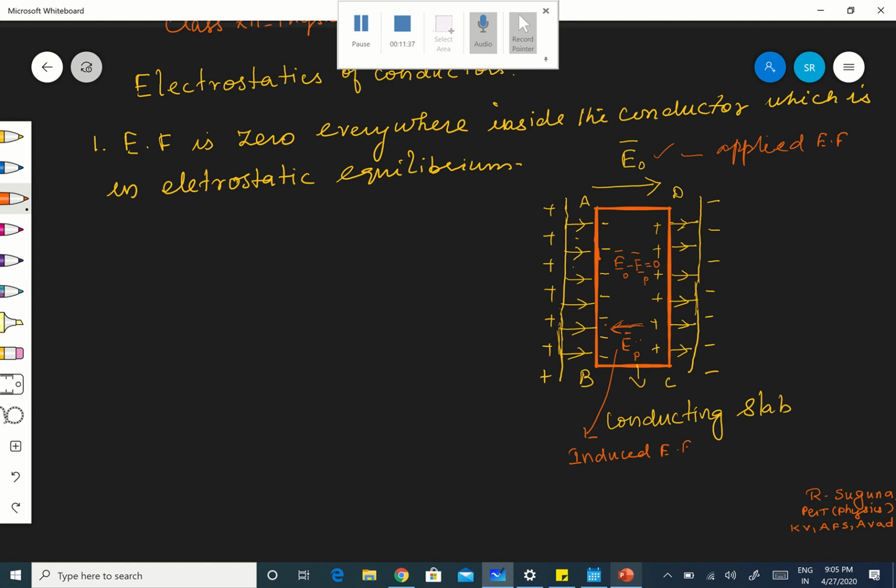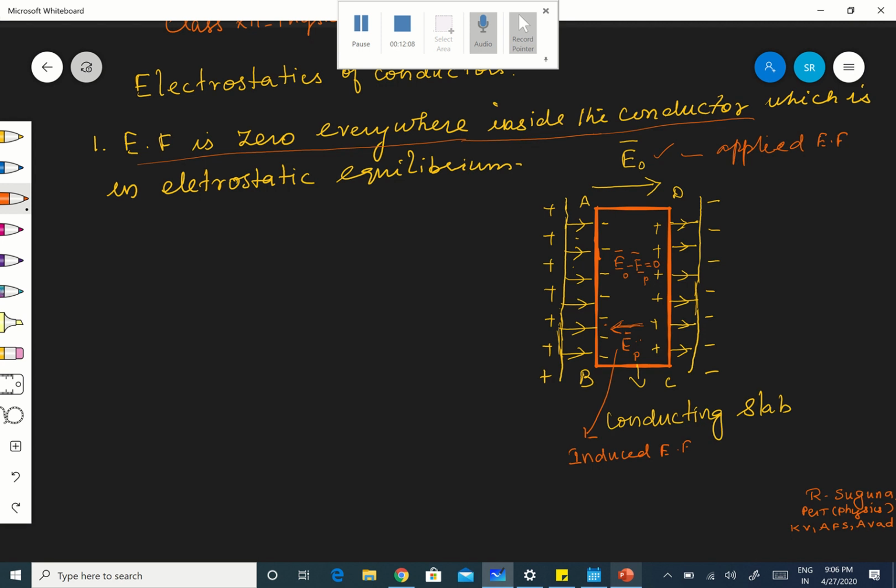Are you following? Therefore, this is very, very important. The net electric field is 0 everywhere inside the conductor. So inside the conductor, the electric field will be 0. Very, very important result. Okay, right. Shall we go to the next one? Okay, which is an electrostatic equilibrium.